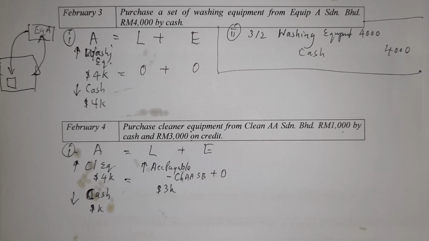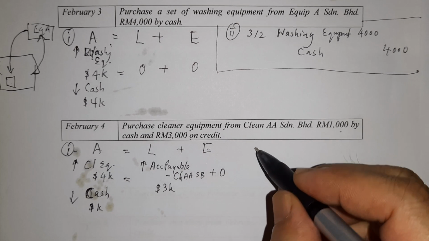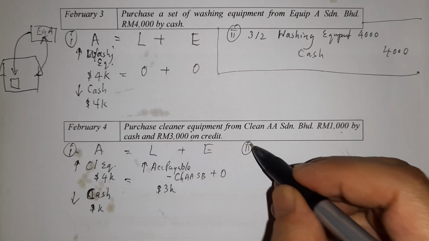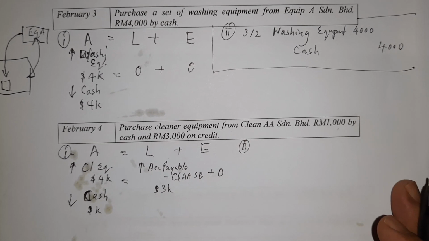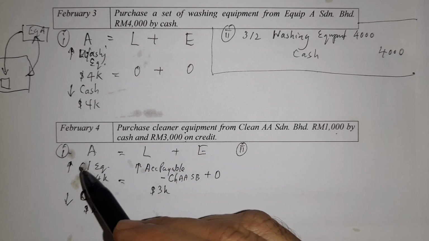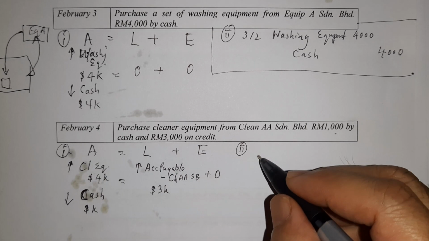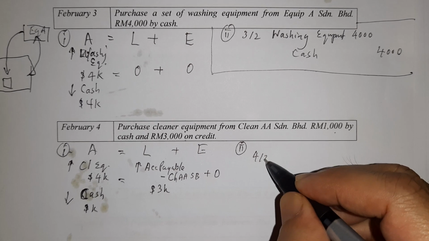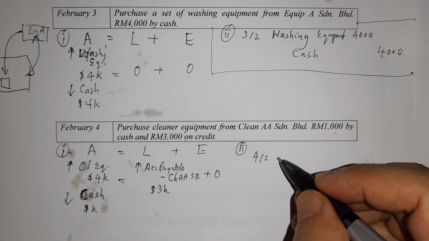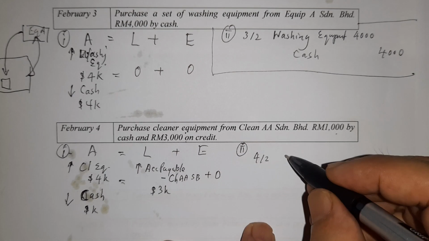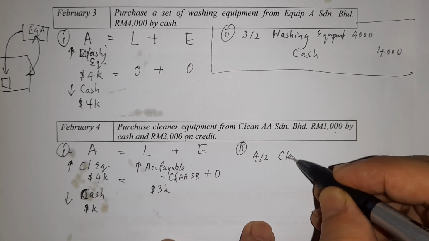Okay. So how to record this in the journal? Okay, to record in the journal is easy. Remember the rule of debit and credit. So see here, asset increase, you debit. So the date is 4th of February, and then there is an increase in asset. So the name of the asset is cleaner equipment.